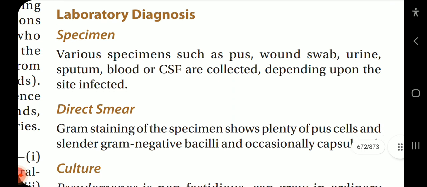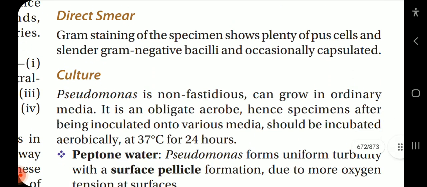Now coming on to lab diagnosis. Specimen: various specimens such as pus, wound swab, urine, sputum, blood, or CSF are collected depending upon the site infected. Direct smear: gram staining of the specimen shows plenty of pus cells and slender gram-negative bacilli, occasionally capsulated.